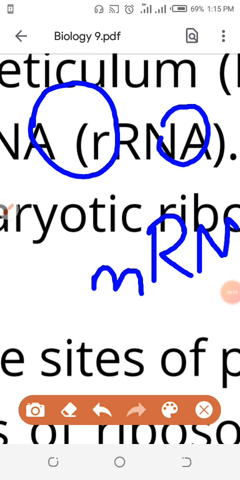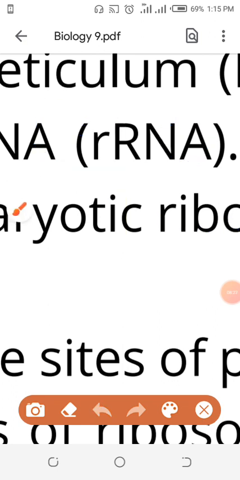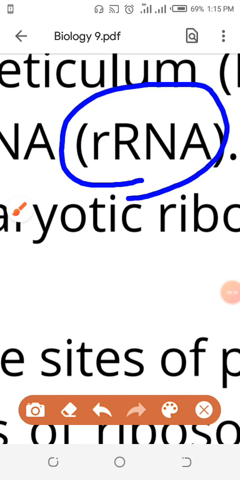So messenger RNA will get the message from the DNA. Messenger RNA will move, and these both units will combine, the large ribosomal unit and the small ribosomal unit. Sir, what is rRNA? Ribosomal RNA. So sir, what is the difference between ribosomal RNA and the ribosomal units?